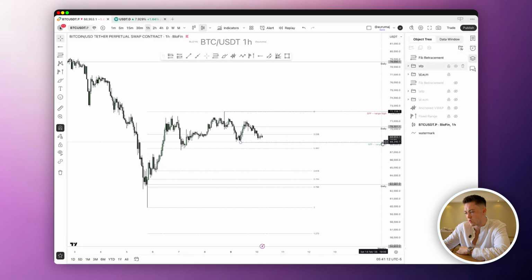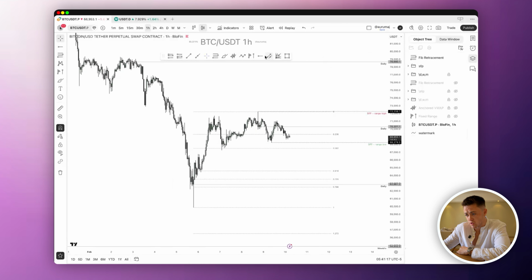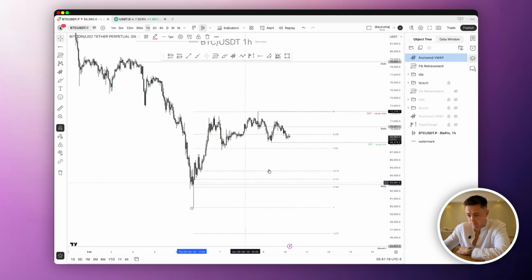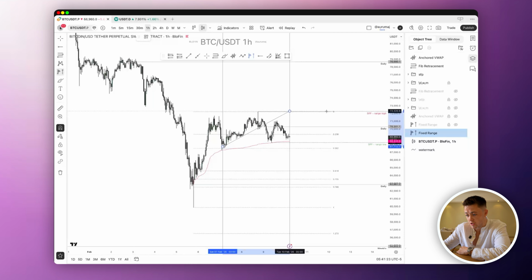So now with this, you just wanna incorporate as much confluence as you can to make it make sense, to make it what you're looking for. So I'm gonna pull now an anchored VWAP from range low. Now I'm gonna pull a fixed range from the local range that we were trading.